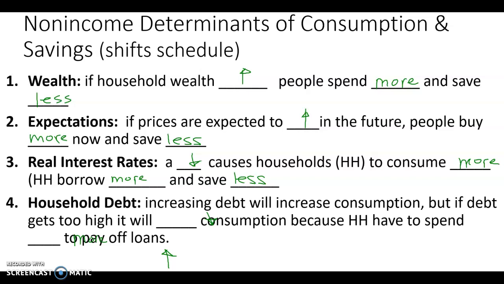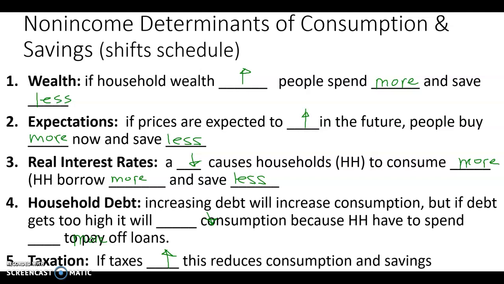And then the other one is kind of bizarre. It looks like my notes are off, but household debt. So increasing debt increases consumption, but if debt gets too high, it'll lower consumption because households have to spend more money to pay off loans. So what that's really saying is, if you have a little debt, you're kind of like, well, what's a little more debt? It's not too big of a deal. So I have $100 in debt.